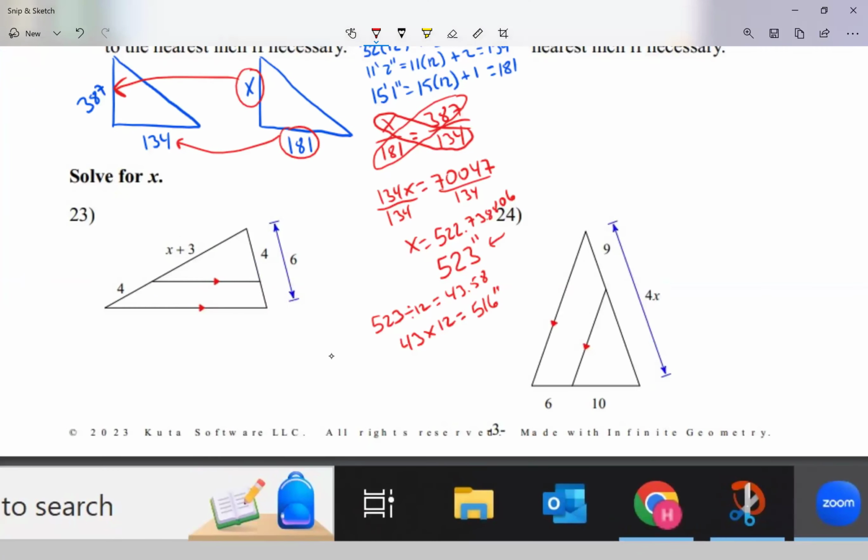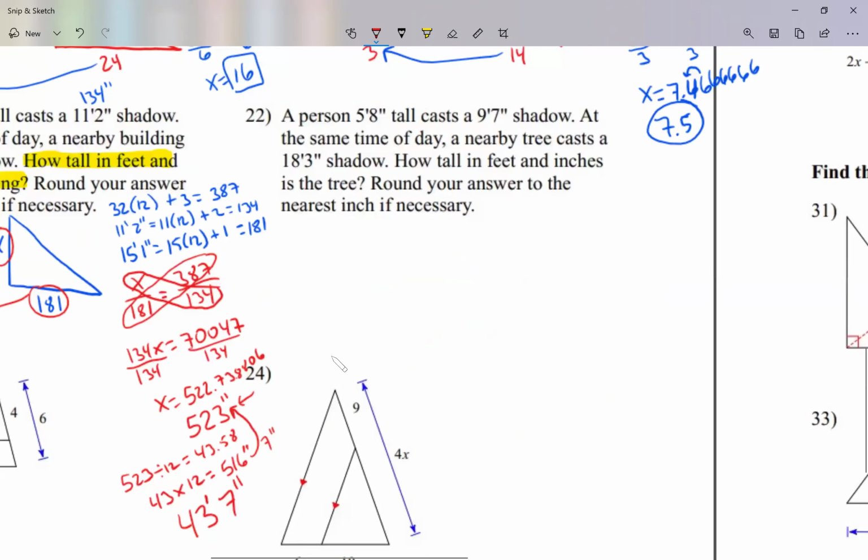From 516 to 523, how many more inches do you need? 7 inches, right? So my answer will be 43 feet, 7 inches. 523 inches, we call that 43 feet, 7 inches. Whoa, okay, let's do another example here.